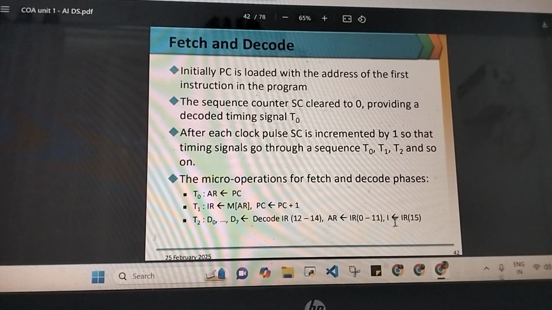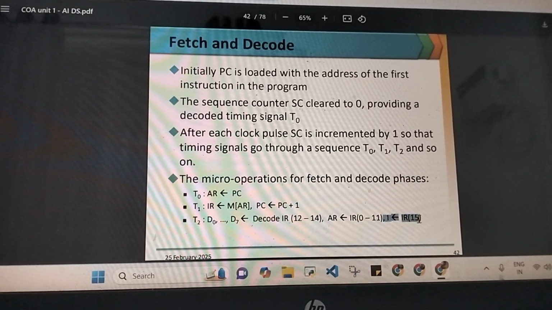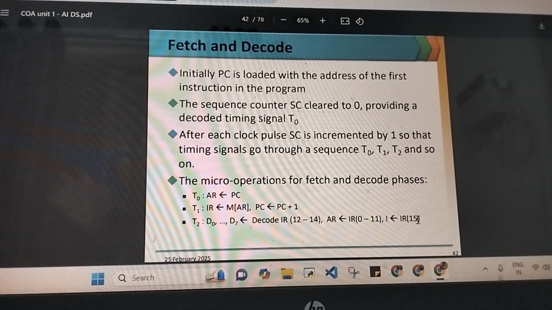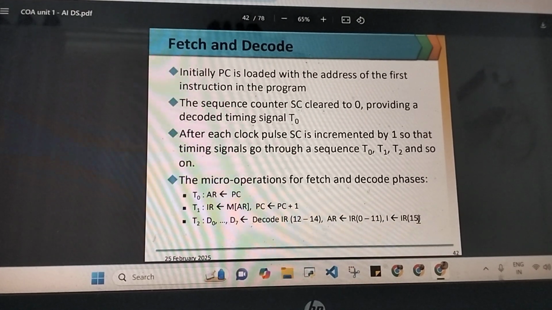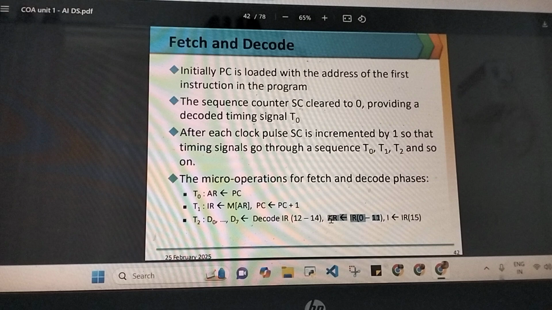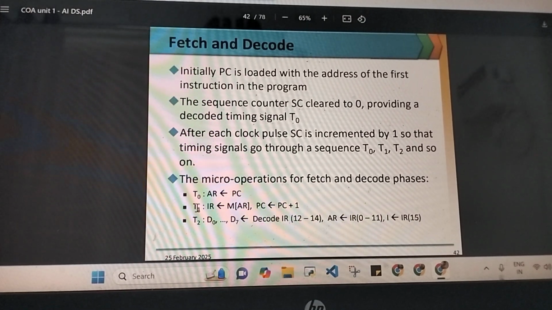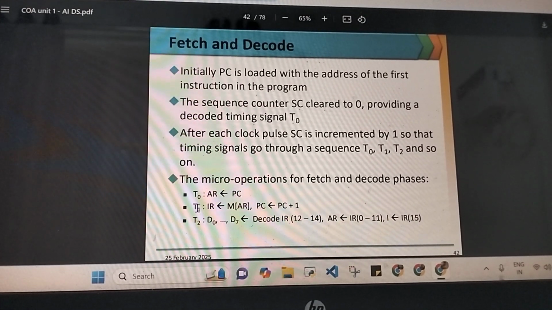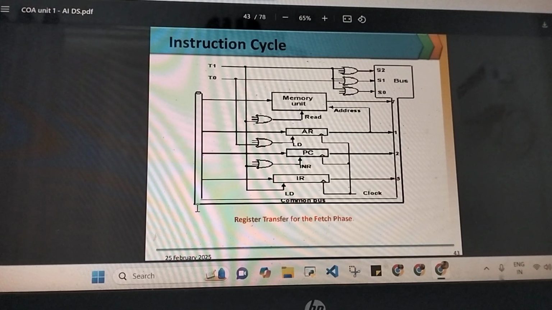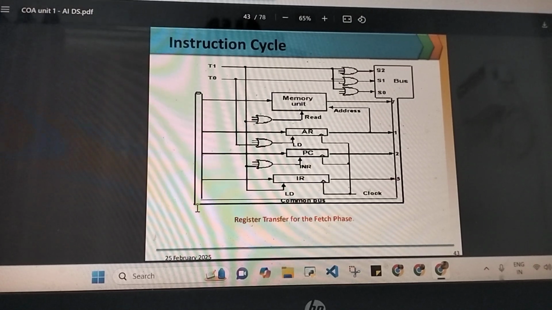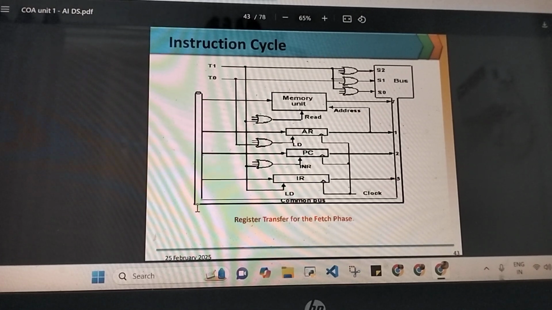The last bit goes into the mode part. IR of 15 is the 15th bit, the last bit, that becomes the mode part. Bits 0 to 11 go into the address part. This becomes the opcode part. They are decoded, and each of these happens at a new clock signal. Everything happens at the subsequent clock pulses and so on. That's the workflow, that's how the instruction cycle goes.